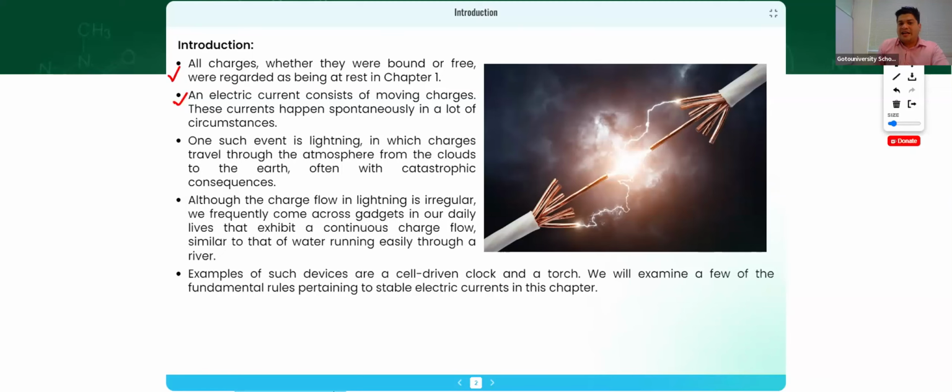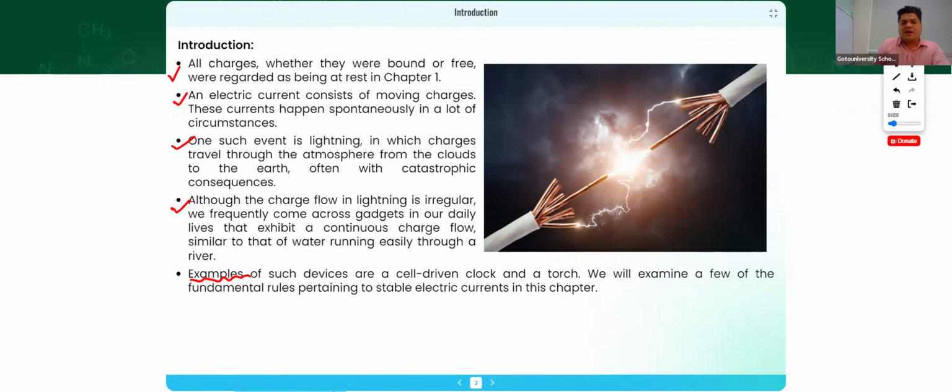One such event is lightning, in which charge travels through the atmosphere from the cloud to the earth, often with catastrophic consequences. Although the charge flow in lightning is irregular, we frequently come across gadgets in our daily life that exhibit a continuous charge flow, similar to water running smoothly through a river. Examples of such devices are a cell-driven clock and a torch, and we will examine a few of the fundamental rules pertaining to steady electric current in this chapter.